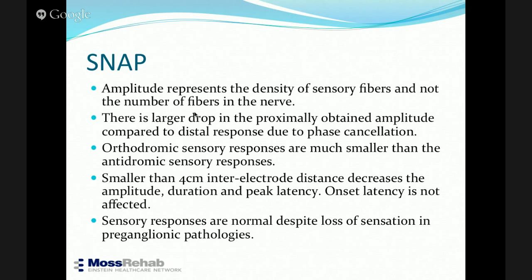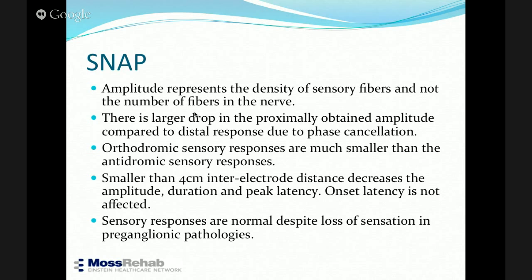Now, there's a larger drop in proximal amplitude. We talked about that already. That's due to phase cancellation. Orthodromic sensory responses are much smaller than the antidromic sensory responses. What is orthodromic and what is antidromic?